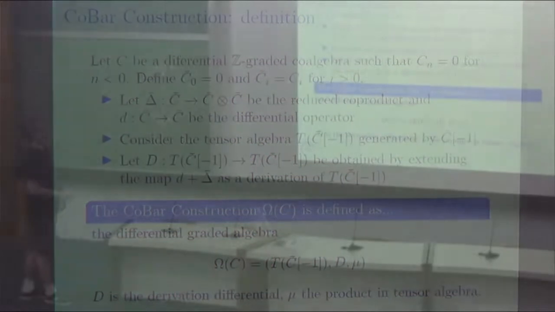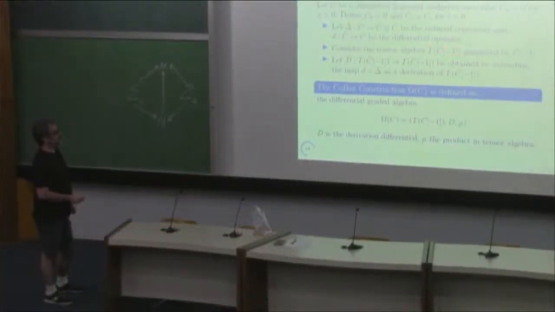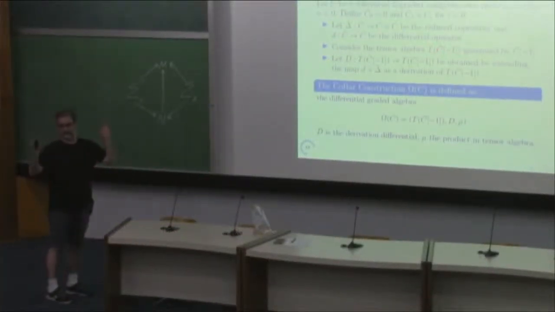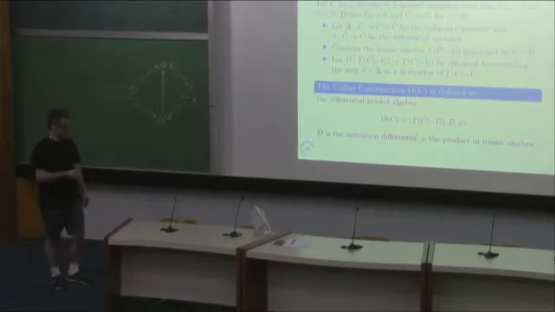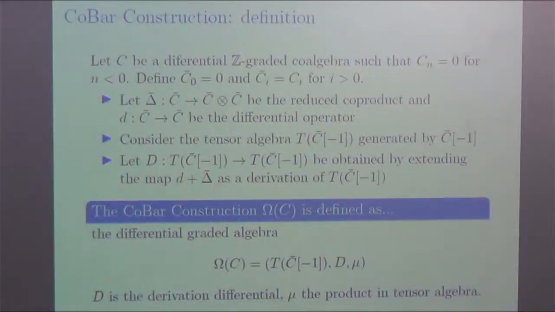Then you just do the tensor algebra, so you take all the tensor products. It's the free associative algebra generated by these vector spaces. And this -1 here means that you declare everybody to have degree 1 less. You desuspend the degree of all the elements there. Then you define this D. D is a differential operator. How do you do that? You take the differential of C, you take the coproduct, and then you extend this as a derivation in this algebra here.